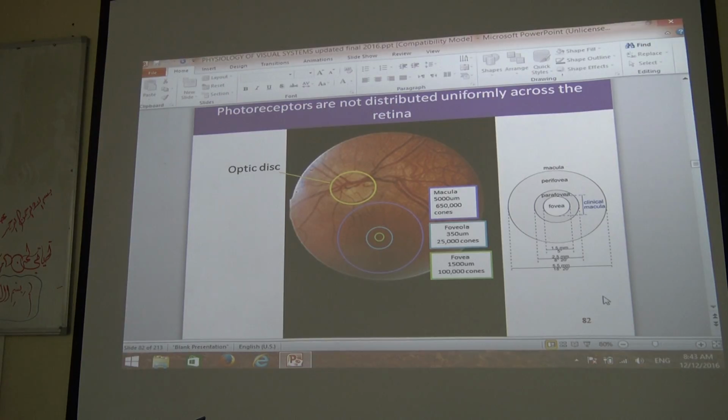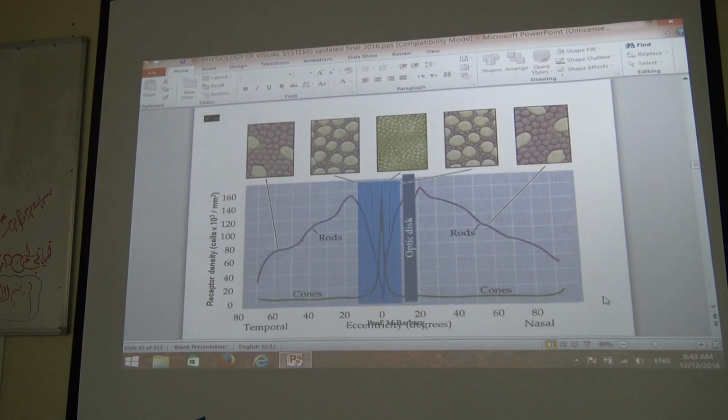This is the central vision. There are only cones in this area, and there is high acuity in the area of the fovea. And this is the distribution: only in the fovea there are only cones, and they gradually decrease when we go to the periphery, and the rods are on the opposite side. There are no rods in the fovea, and they gradually increase when we go to the periphery.